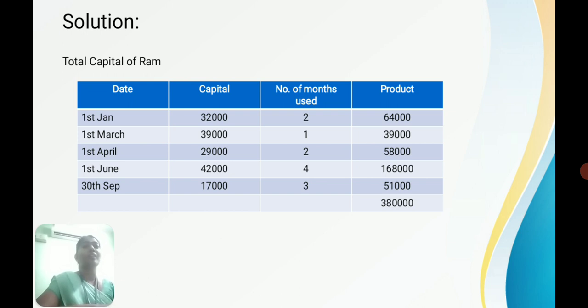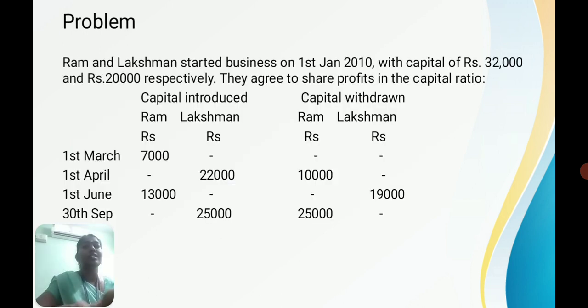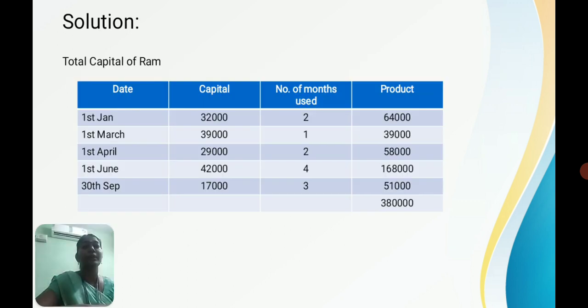There are 4 columns we have to provide. First one is date, then capital amount, number of months used, then the product of capital and the number of months used. What are the dates given in the problem? I have just noted: 1st January, then 1st March, 1st April, 1st June and 30th September. On 1st January, 32,000 is the opening balance of Ram. Then on 1st March they have introduced 7,000.